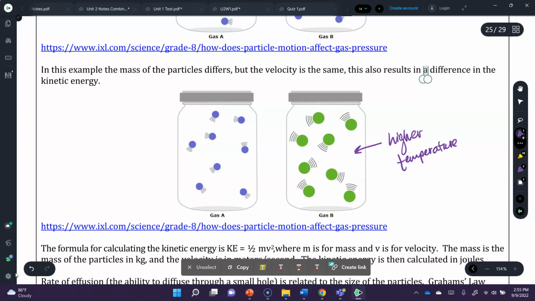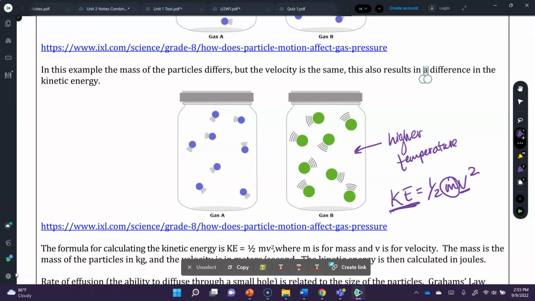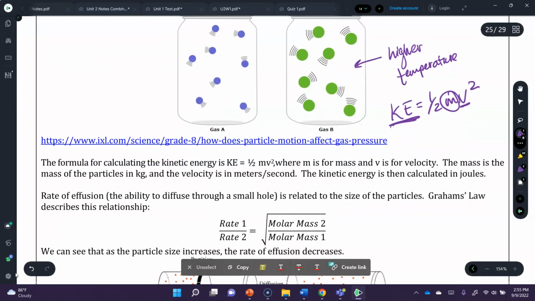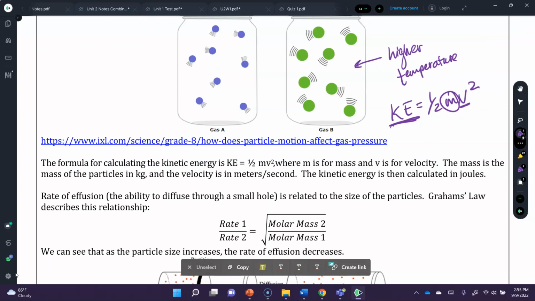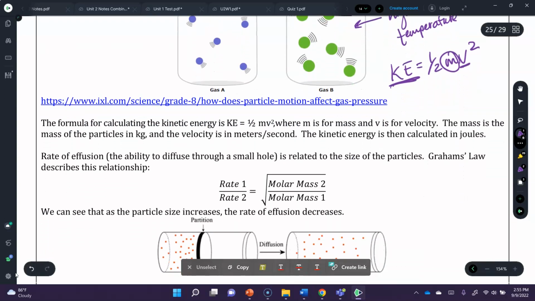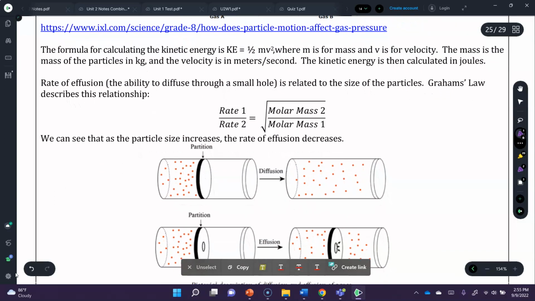Even though they're both going the same speed, this one has a bigger mass, and if we look at the kinetic energy equation again, if the velocities are the same in both, but this one is bigger in the green, we're going to have an overall larger kinetic energy. So remember that both mass and velocity affect the kinetic energy of particles.